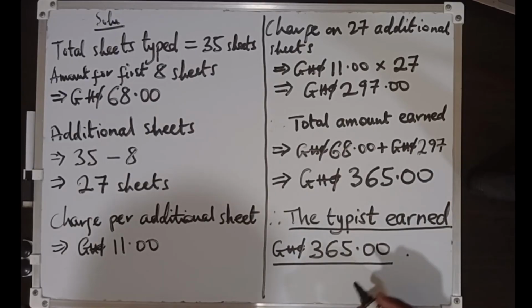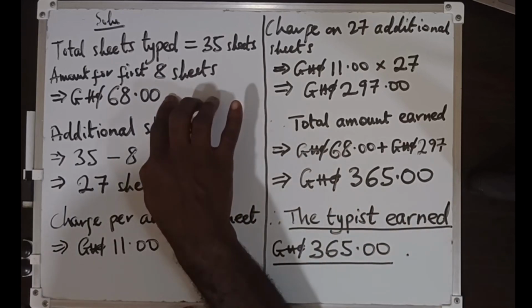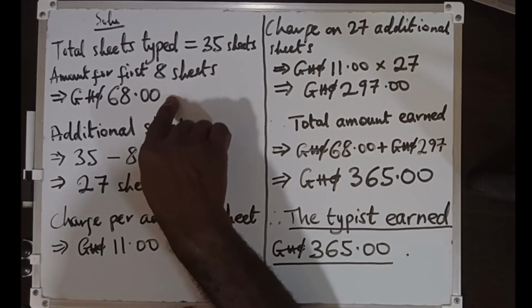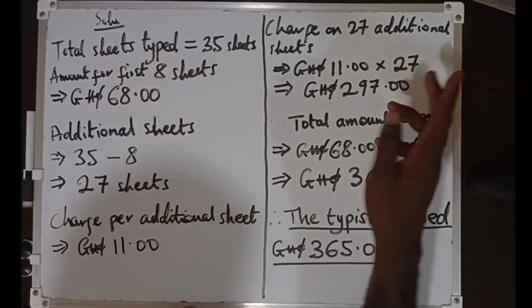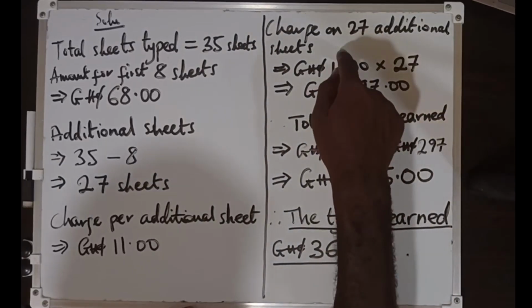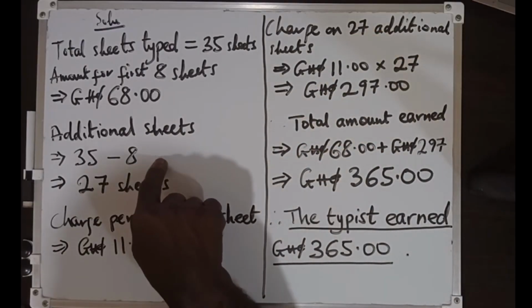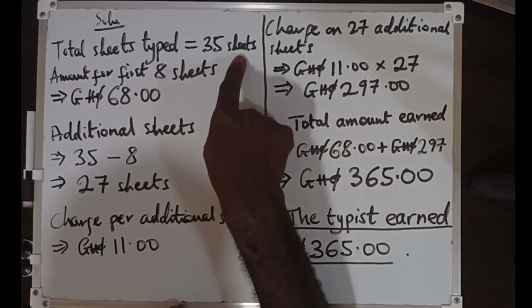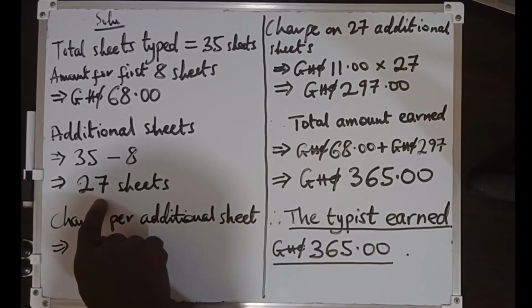They asked you a question. They said, calculate the amount earned if the typist typed a total of 35 sheets. So the amount that was earned after typing the 35 sheets, the first 8 sheets is, she charges what? 68 cedis for the first 8 sheets. And then any additional sheets, she will charge what? 11 cedis. You get the additional sheets by subtracting the 8 sheets from the total number of sheets, which is 35. When you do that, you get 27 sheets. So every sheet out of these 27 sheets, she charges 11 cedis.